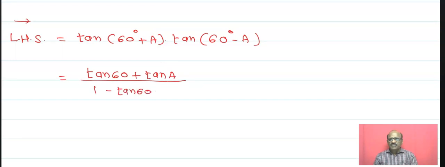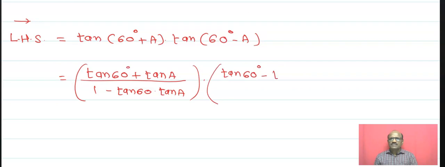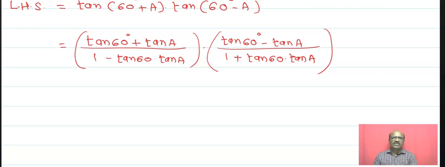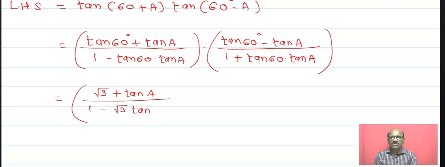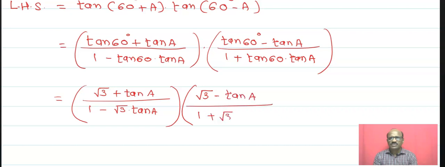Therefore tan 60 plus tan a upon 1 minus tan 60 into tan a, full bracket, tan 60 minus tan a upon 1 plus tan 60 into tan a. Substitute the value of tan 60: root 3 plus tan a upon 1 minus root 3 into tan a. Next bracket, root 3 minus tan a upon 1 plus root 3 into tan a.